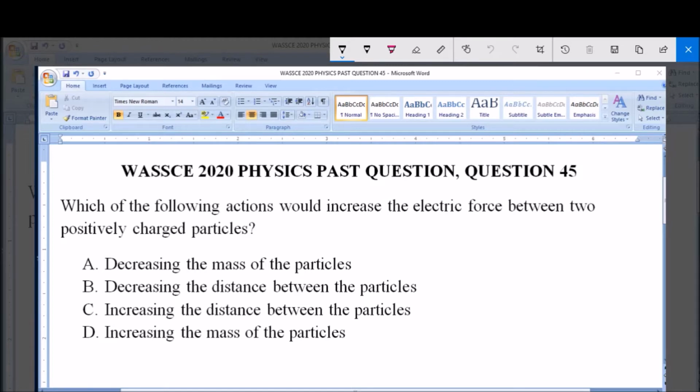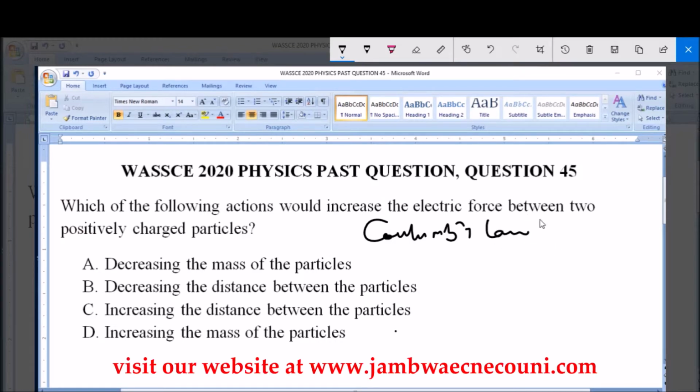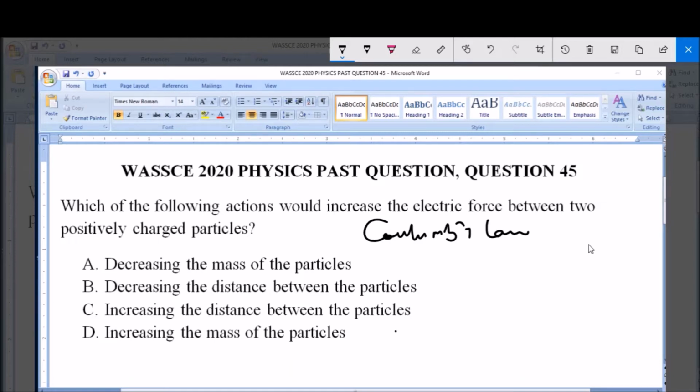Now, according to Coulomb's law, we state that the electric force between two electrons or two charged particles is directly proportional, that is F is directly proportional to the product of the charges, that is Q1 and Q2, and also inversely proportional to the square of the distance between these two charges. Now that is Coulomb's law.